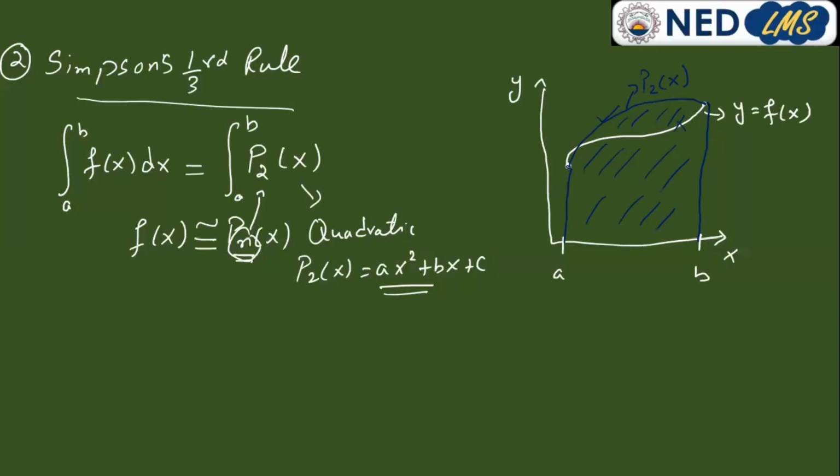Now the question is, how do we do that? Because for trapezoidal, when we replace it by a straight line, we apply the formula of the trapezoid and we get the answer. But for degree 2, it is not the same. A degree 2 function could be of different shapes and sizes. So how do we handle this?